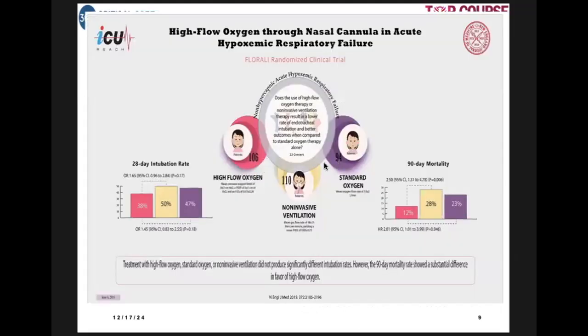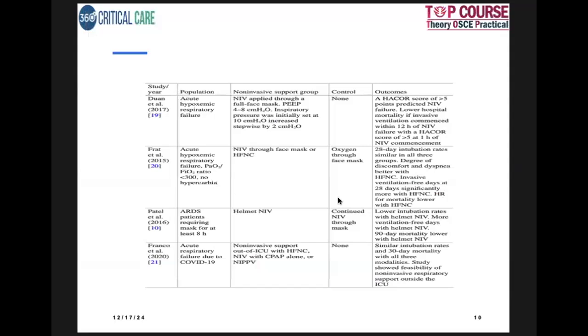Okay, so as I told you, this is one of the named trials called the FLORALI trial, conducted by Frat et al., where they used high flow nasal cannula in hypoxic respiratory failure. They found that treatment with high flow nasal cannula did not produce significantly different intubation rates, but the 90-day mortality rate showed a substantial difference in favor of high flow nasal cannula.